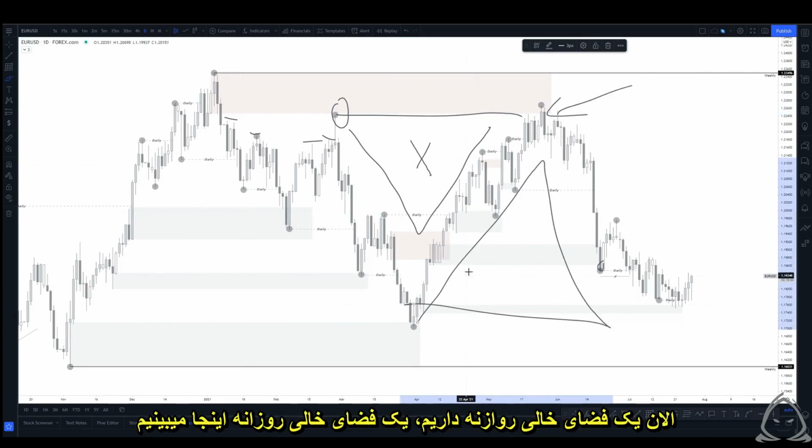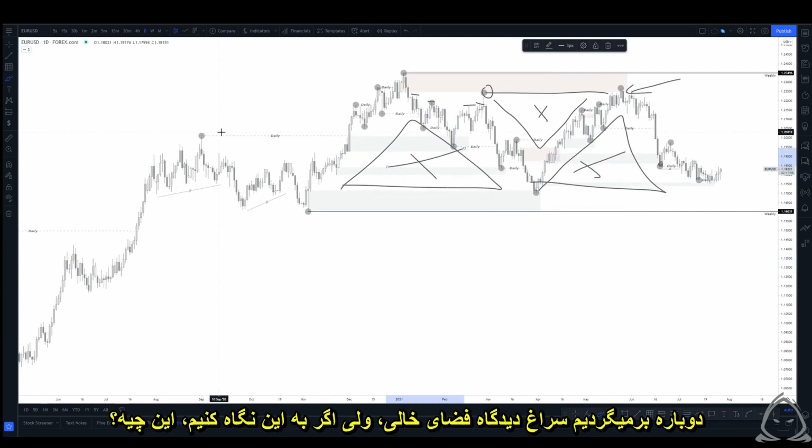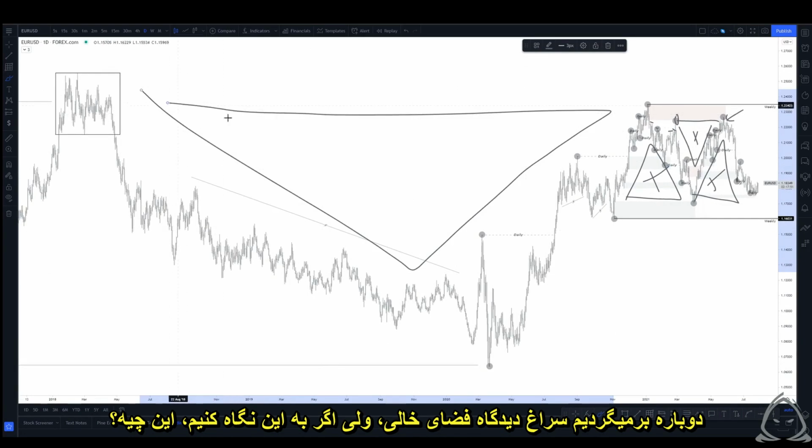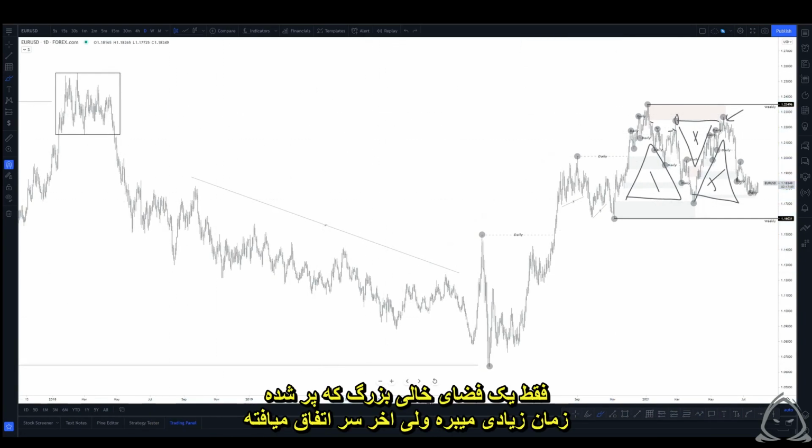Now we have a daily void. You can see daily void right here. Again, we go back to the concept of voids, but even if I just look at this, what is all of this? Just one big void that's filled. It takes a long time to do, but eventually it does happen.